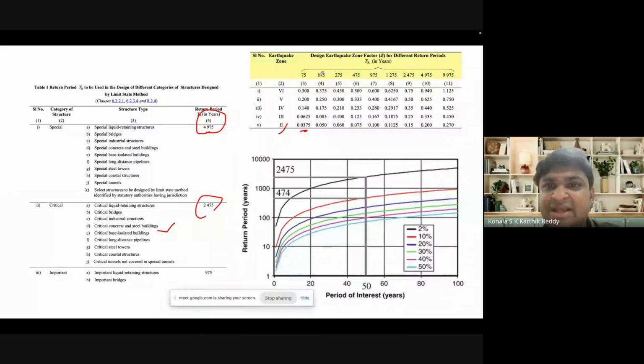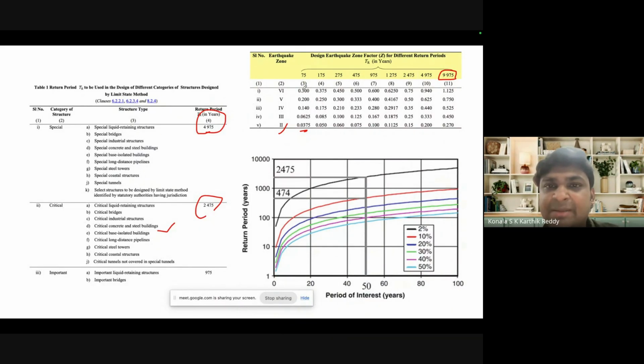But just see, if you're actually increasing the return period, what is happening? It is slowly stepping up from 0.3 to 0.35. And once the return period, let's say, is 975, it's 0.6. And look at the return period of close to 1000 years. You can have accelerations even more than 1 g also.